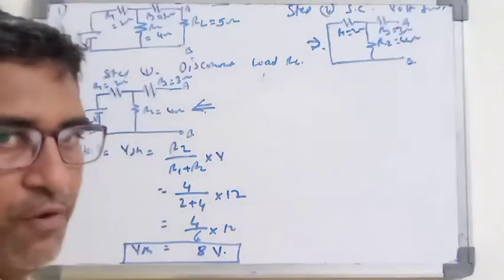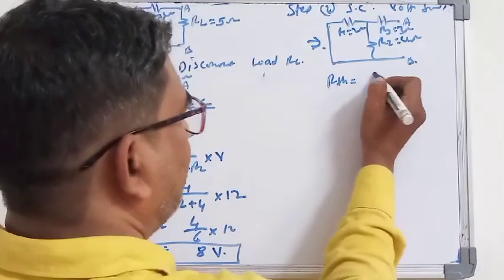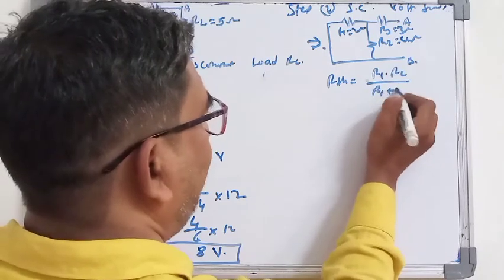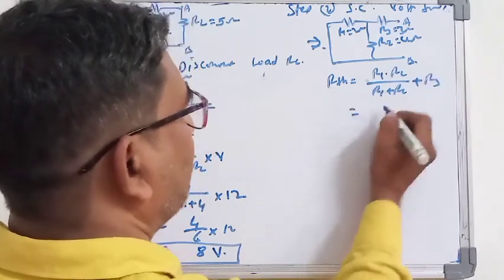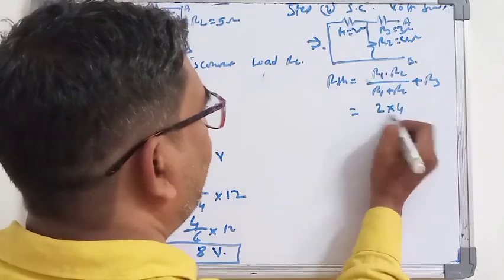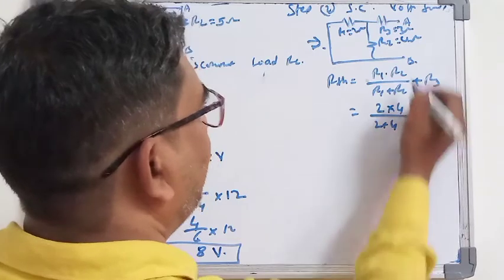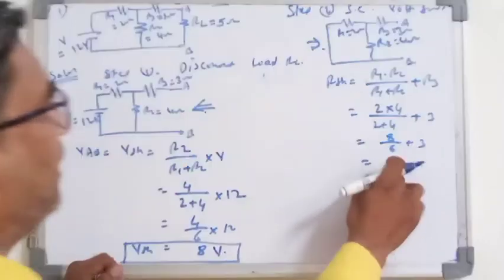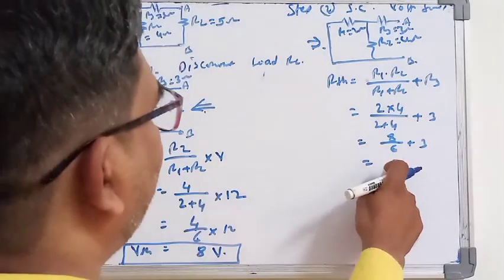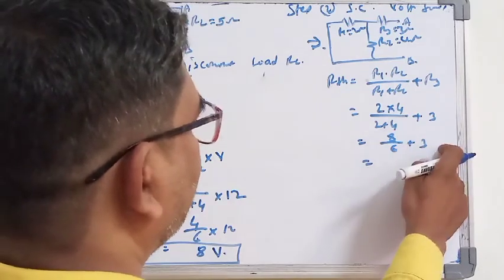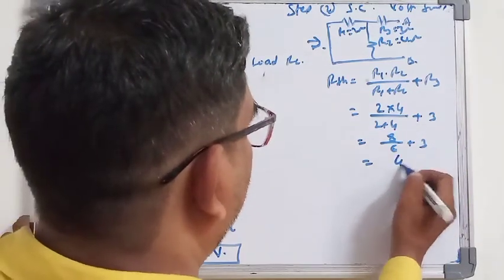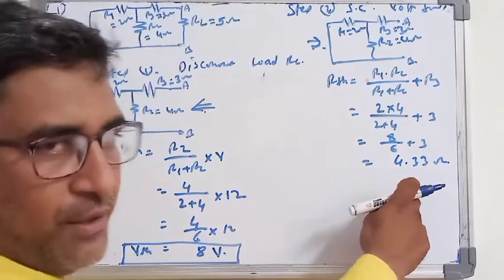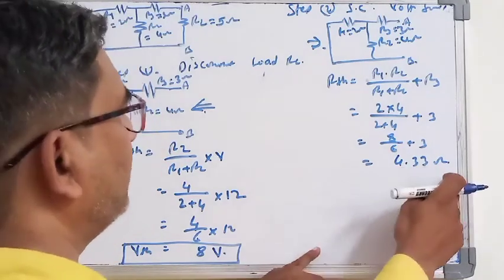Just by observing, what will you get? RTH is equal to, using the formula, R1 into R2 divided by R1 plus R2, plus R3. That is 2 into 4 divided by 2 plus 4, plus R3, which is 3. So 8 divided by 6, plus 3. What will you get here? You will obtain 4.33 ohms. After calculation, you have got 4.33 ohms.